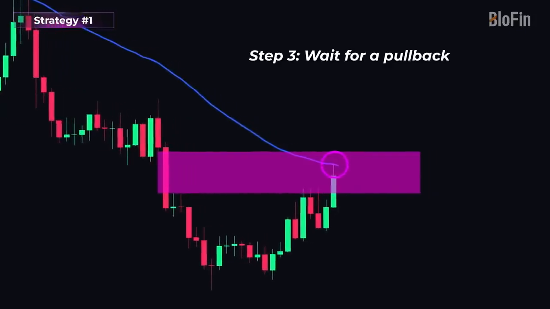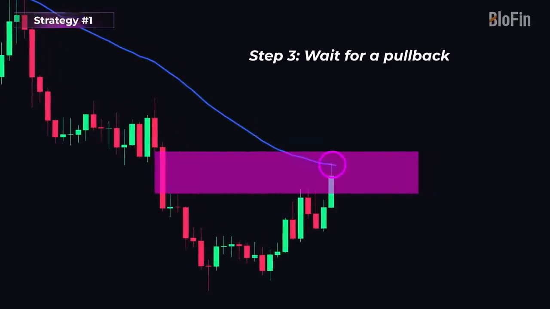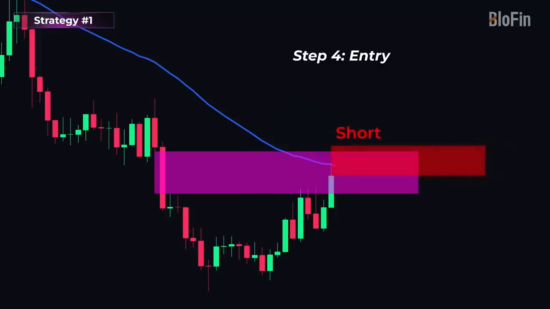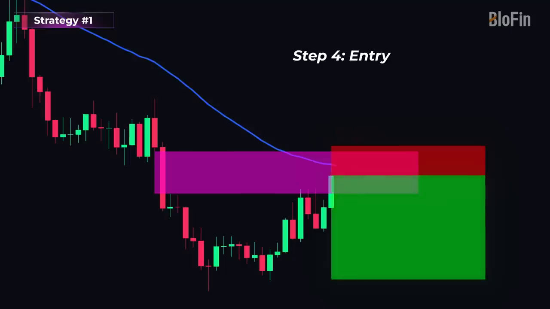In this case, price retraces into the fair value gap while also touching the 50 EMA. From here, we can place a short position with our stop loss slightly above the fair value gap and our take profit set at 3 times the risk. And as you can see, price drops perfectly and hits our take profit target.